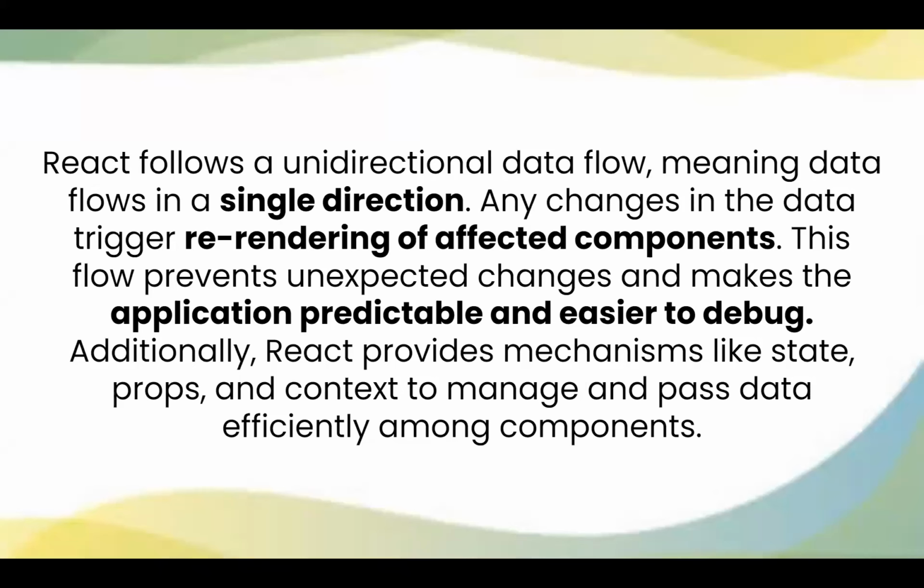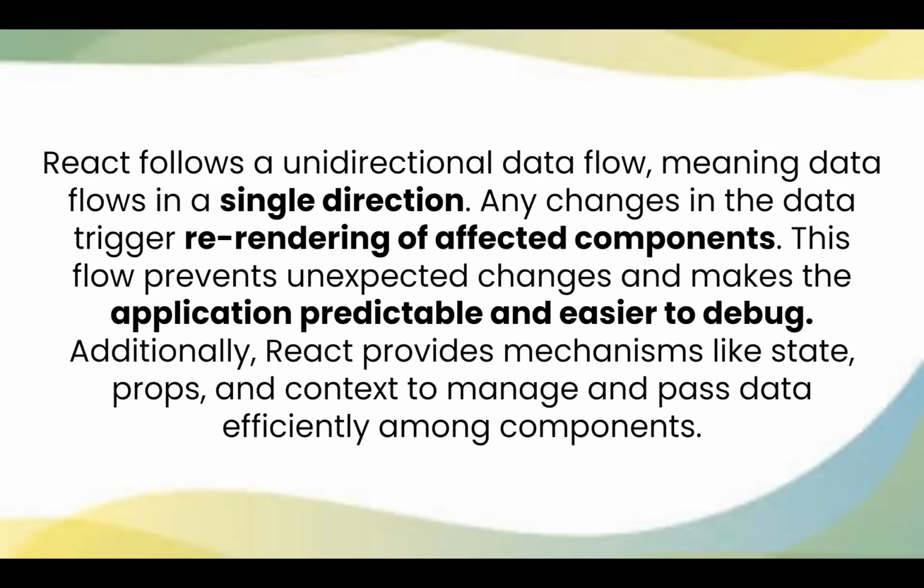So if we go by the keywords, what is important here is that data flows in React in a single direction only. And whenever you try to change any of the data, the component where it is changed will get re-rendered. And when this process is happening, it is quite predictable and you can debug it very easily. Therefore, we can say it is quite helpful to understand how the data is flowing or how the data is passed, because there is unidirectional data flow.